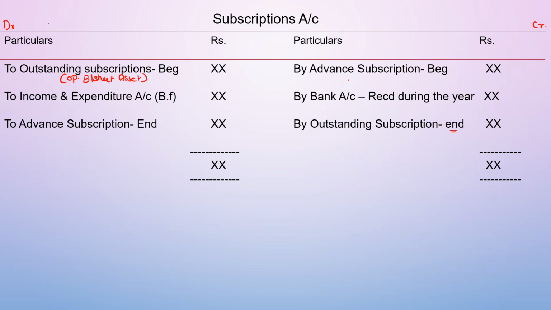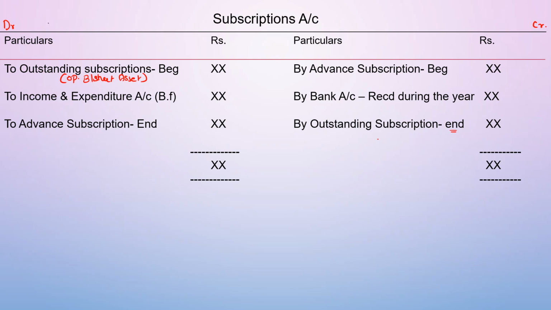And the advance subscription at the beginning would be written on the credit side because it is received in advance at the beginning of the year, appearing on the liability side of your opening balance sheet. It's a liability, so it is a credit balance. So the opening balance comes on the credit side and the closing balance would come on the debit side, to advance subscription at the end.